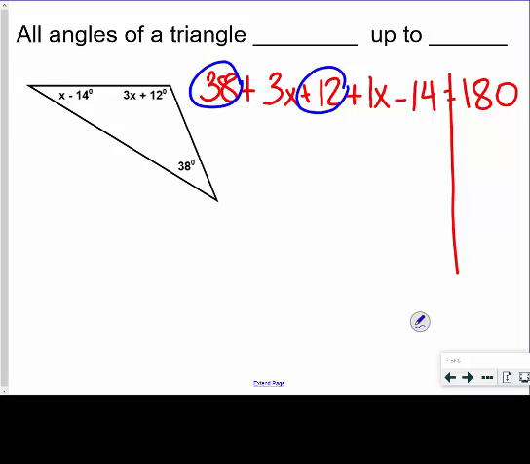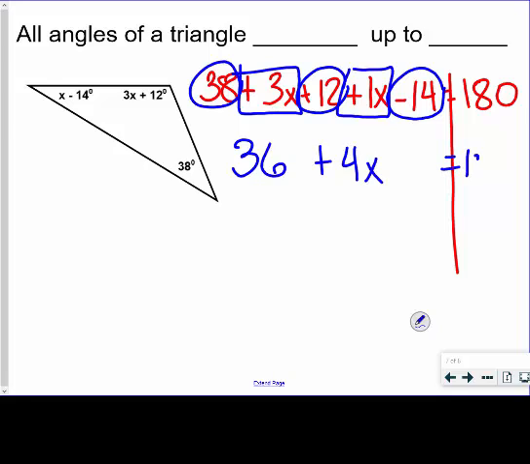So 38 and 12 are like terms. What's the other like term? Minus 14. 38, 12, and minus 14. The things that don't have the x's, your constants, are all like terms. 38 plus 12 minus 14 is 36. So we also have another set of like terms. The x is 3x plus another one, which is 4x.